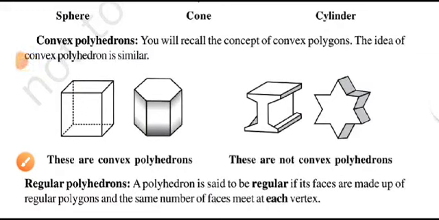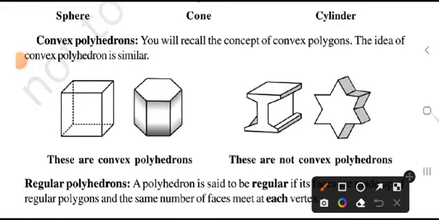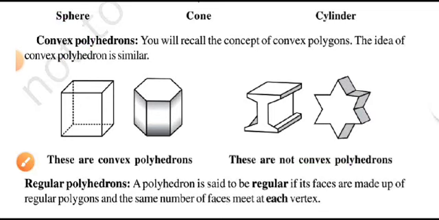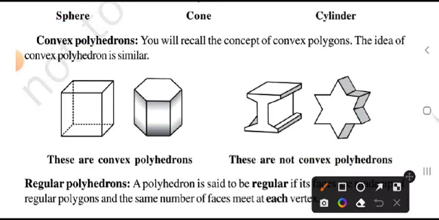Now we will discuss convex polyhedrons and concave polyhedrons. In our books, only one word has been used, convex polyhedrons, and the other category has only been mentioned as not convex, which we will call concave. Okay, so first remember what is convex and what is concave in the case of polygons. Then we will apply that in the case of polyhedrons.